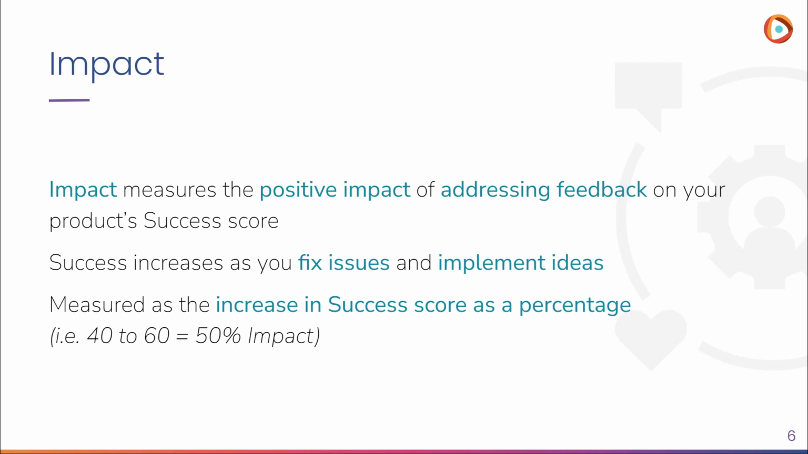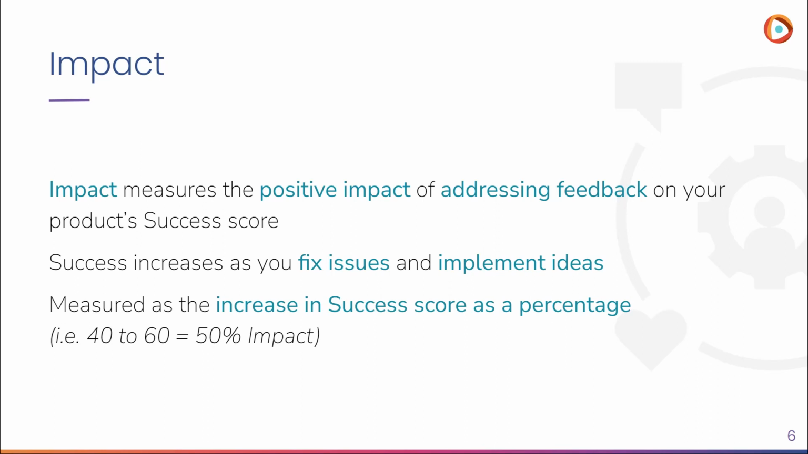So as you go ahead and mark issues as fixed, or as you implement ideas, you're actually starting to raise the success score of your product, because you're actively telling the platform, hey, we're working to make this product even better. Now, we measure impact as a percentage, and it's going to be that increase in success score as a percentage. So you're going to have your initial baseline success score estimation. And then as you go through the project and start increasing that success score, that percentage is going to be equal to the amount of increase in your success score.